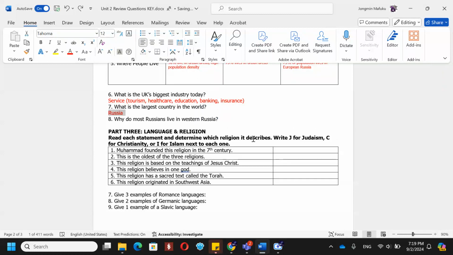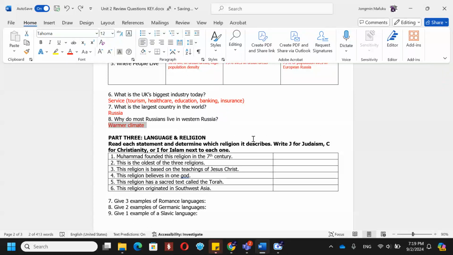Now, number seven, what is the largest country in the world? We're talking about Russia, right? Russia is one of the largest countries in the world that we're going to learn about this year. Why do most Russians live in Western Russia? We just talked about why people live on the west side of the Ural Mountains. It is because they have a warmer climate. This is important, number eight.